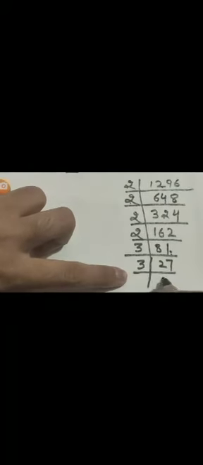The next prime factor after 2 is 3. Can 3 divide 81? Yes, 3 divides 81, so the quotient will be 27. Now 3 can also divide 27, and 3 can also divide 9. Hence, we have broken down 1296 into prime factors. So write down 1296 as the factors we have obtained: 2 multiplied by 2 multiplied by 2 multiplied by 2 multiplied by 3 multiplied by 3 multiplied by 3 multiplied by 3.